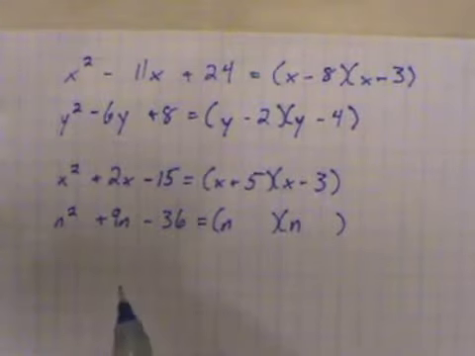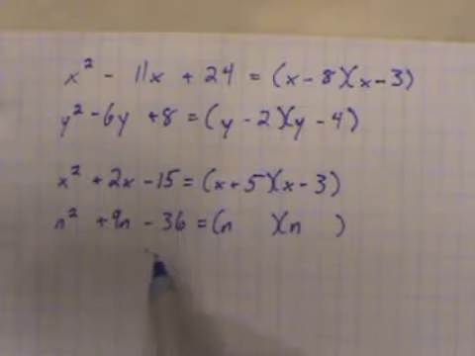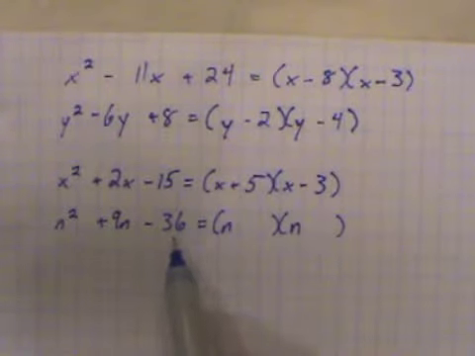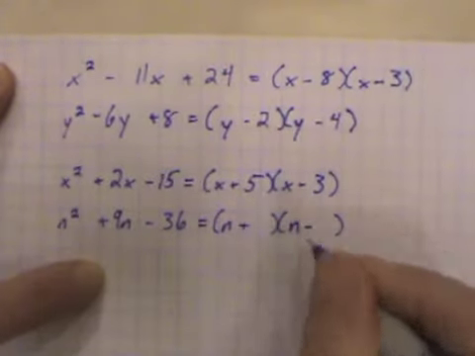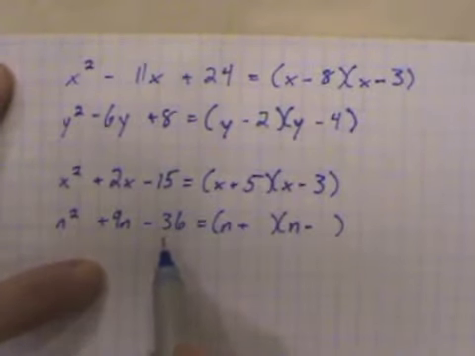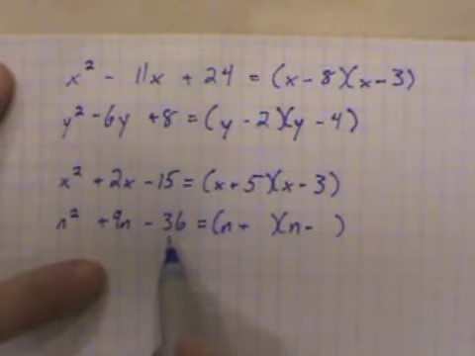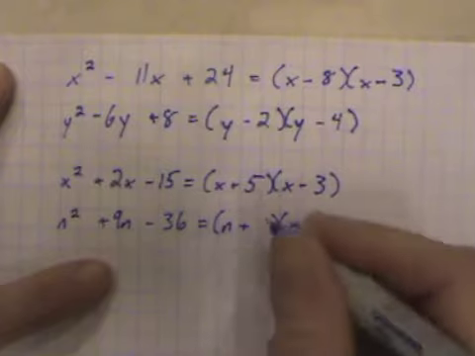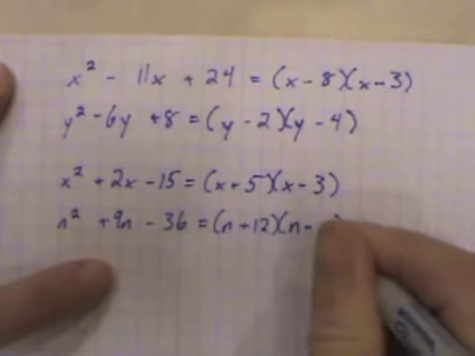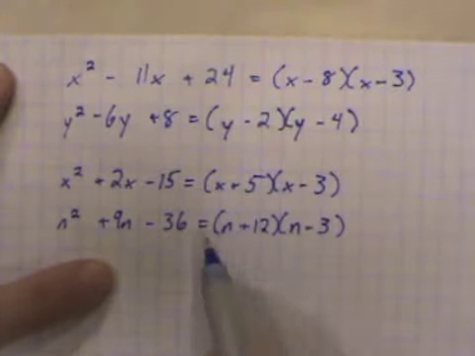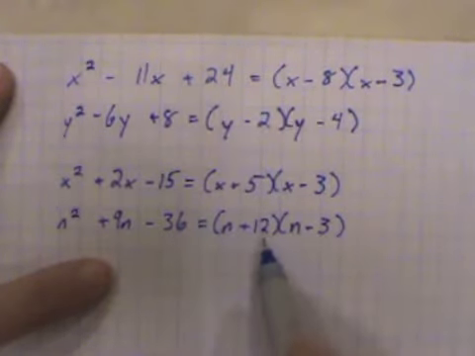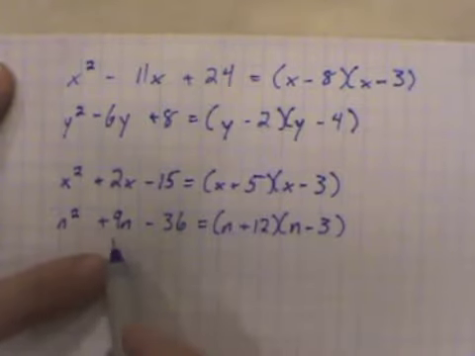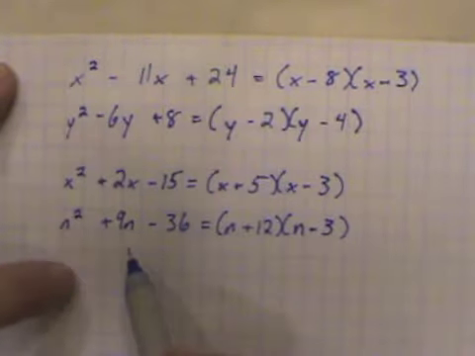All right, last one. We need two numbers that multiply together to get negative 36 and add together to get 9. So again, we know we're going to need one plus and one minus. And if we want this to work out, we need plus 12 and minus 3. 12 times negative 3 equals negative 36. 12 plus negative 3 equals 9.